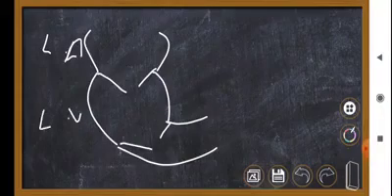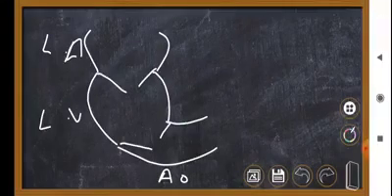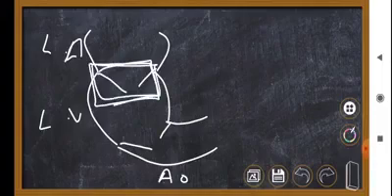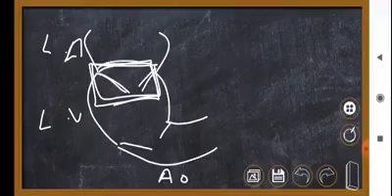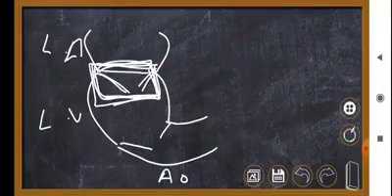Now I am drawing this picture again to explain the regurgitant murmurs. Suppose again we have these two valves. This is left atrium, this is left ventricle, and this is aorta. Suppose this valve has got some leakage, due to any reason, I'm not going into details.